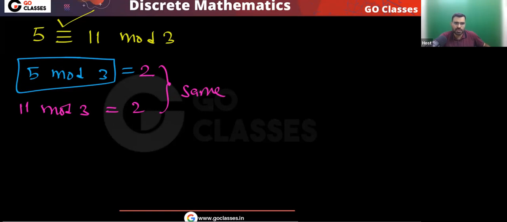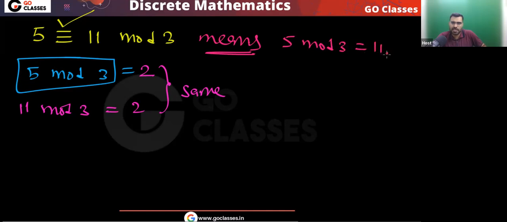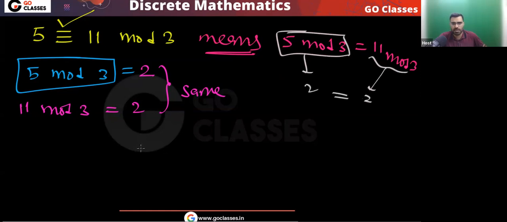So remember, very simple point. This symbol simply means that if you divide 5 by 3, the remainder will be the same as if you divide 11 by 3. And that is correct. This value is 2, and this value is also 2. So they are the same. Tell me one more thing. Can I say that 7 is congruent to 14 mod 3?